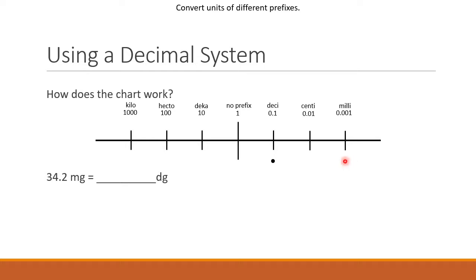Now ask yourself, how many places do I need to go and in which direction? Well, that's 2 places to the left because I'm starting at milli. I go to the left 1 place, I get to centi. Left a second place, we get to deci. So now I just need to figure out my answer. So I have 34.2 milligrams to start. I move my decimal point to the left 2 places, and now you can see it's here to the left of the 3. So my answer then, 34.2 milligrams equals 0.342 decigrams. Because my decimal point went from between the 4 and the 2, it went left 2 places. Now it's in front of the 3, so 0.342 decigrams.